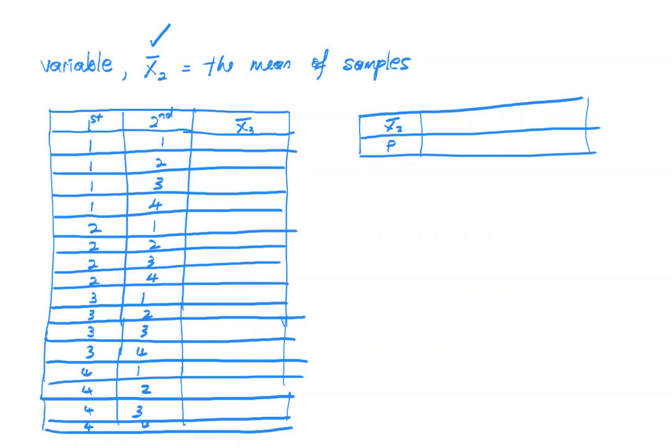Each one has an equal chance to be selected, so it's 1 over 4, correct? So for each sample, the probability will be 1 over 16. Am I right? There are 16 outcomes. Okay, faster. Count. You know how to count the mean, correct? Add up, divide by 2. Then build the probability distribution for the sample mean.